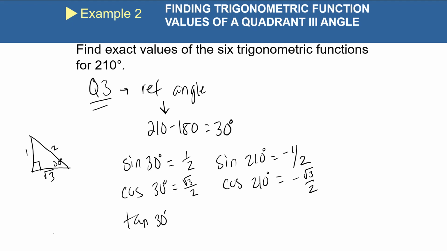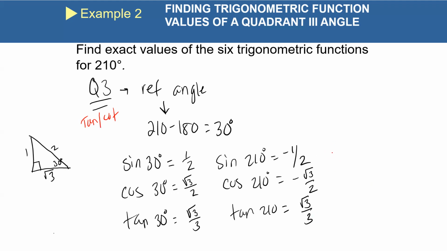The tan of 30? The tan of 30 is? Well, there we go, because 1 over the square root of 3 becomes square root of 3 over 3. And therefore, the tan of 210 is also positive square root of 3 over 3. And the reason why it's positive is because what? In quadrant 3, the only thing that is positive is tan and cotangent.